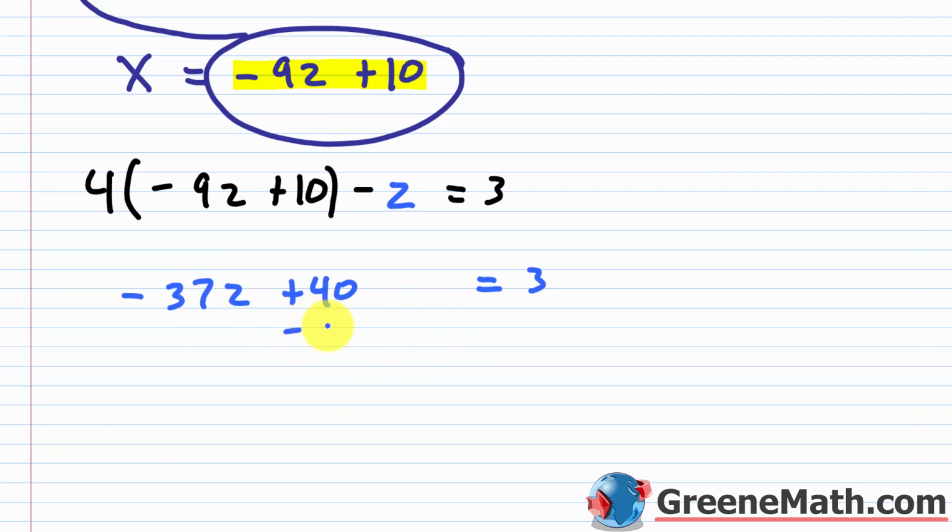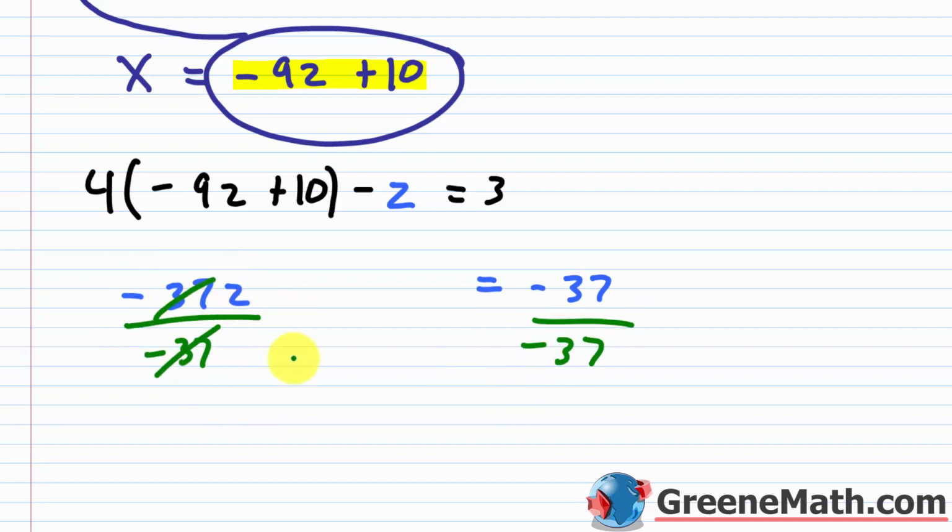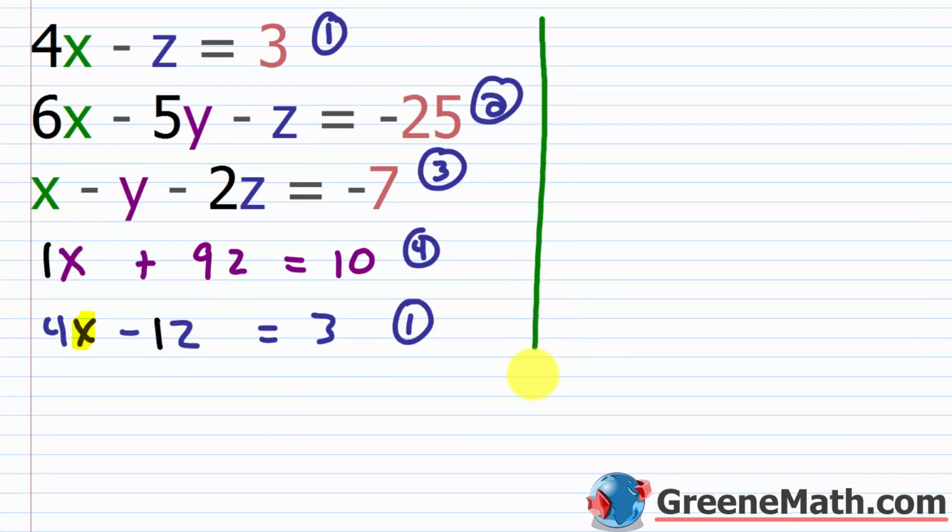And what I can do is I can subtract 40 away from each side of the equation. So that's going to be gone. 3 minus 40 is negative 37. So we can see that z is going to be positive 1, right? Because if I divide this side by negative 37 and this side by negative 37, we're going to get that z is equal to 1. Okay, so let me erase all this. I'll put a line and say that z is equal to 1.